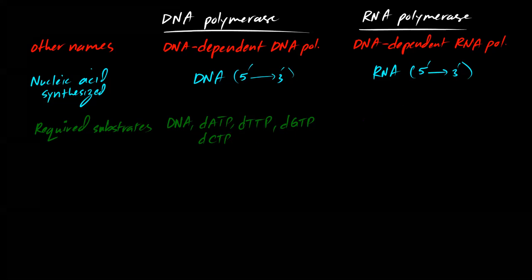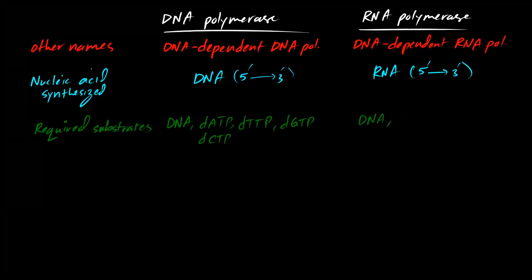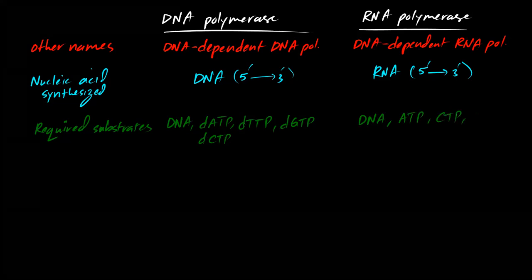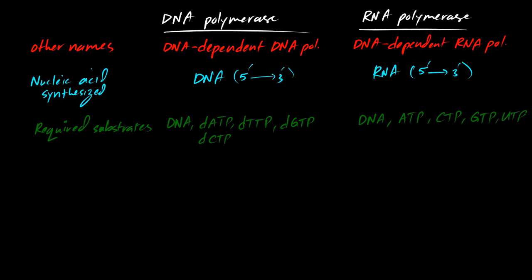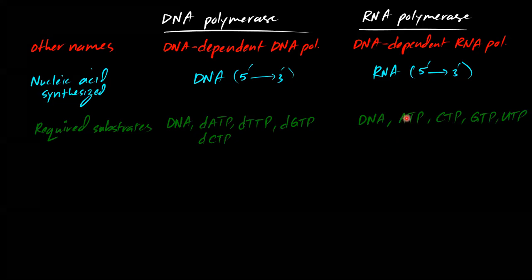Here, the template is DNA, but also we have adenosine triphosphate, cytidine triphosphate, guanosine triphosphate, and here not thymine, but uridine triphosphate. Okay, so these are RNA nucleotides. Okay, this is in terms of the required substrate.